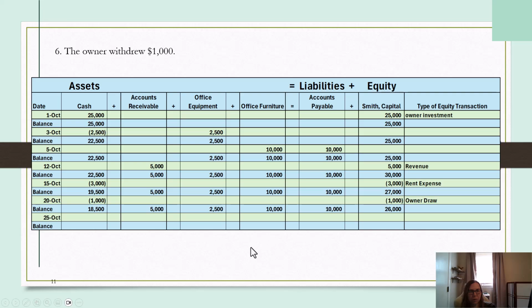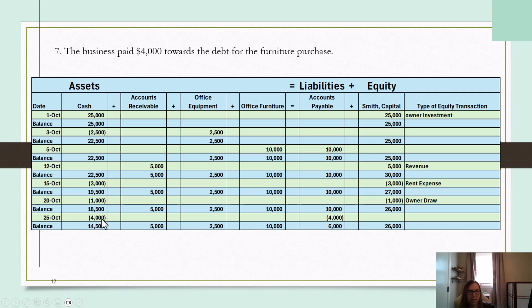Okay, let's do one more. The business paid $4,000 towards the debt for the furniture purchase. So that is going to take away from cash. So what they're doing is paying down this $10,000 debt. So we're going to subtract from accounts payable. And then we're also going to subtract from cash. So this is what it might look like.